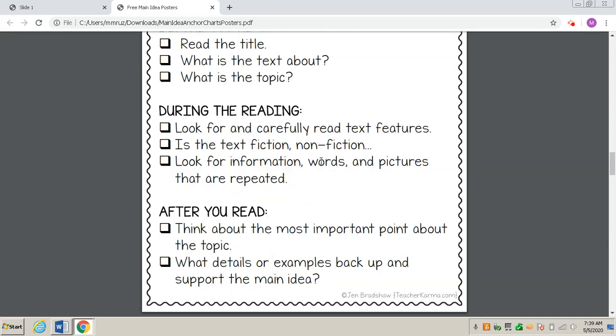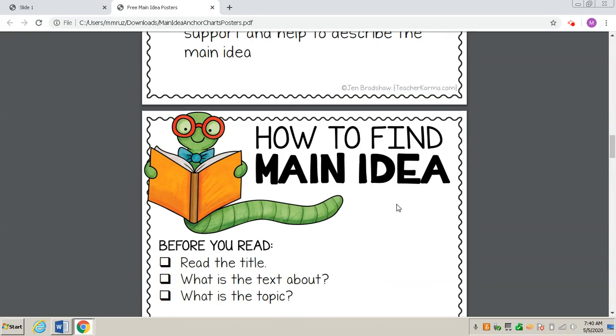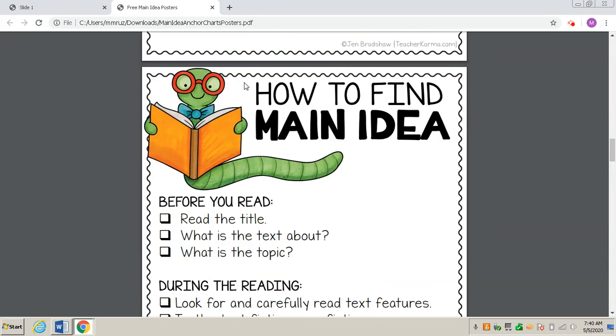Also, for the text features, make sure you're reading the title of each chapter as well if you're reading a chapter book. And then after you read, you need to think about what the most important point about your topic is. And then what are some details or examples that back up and support the main idea? Okay, so those are all good tips on finding the main idea.